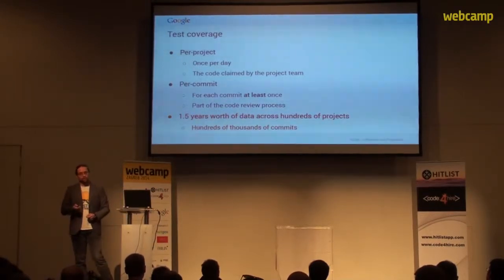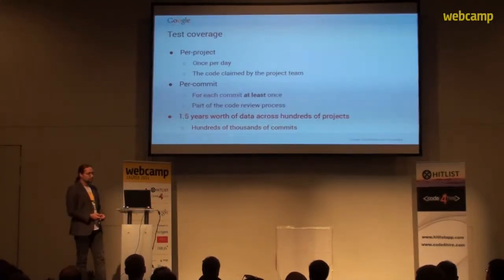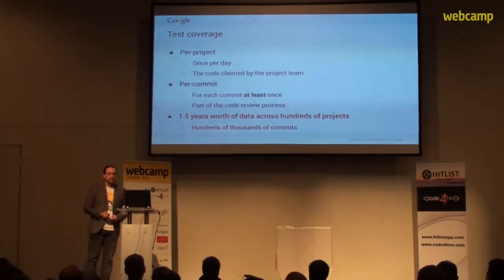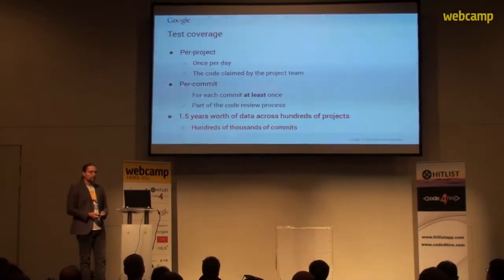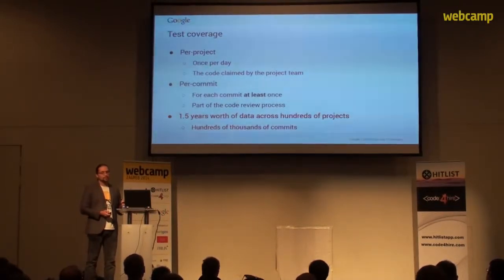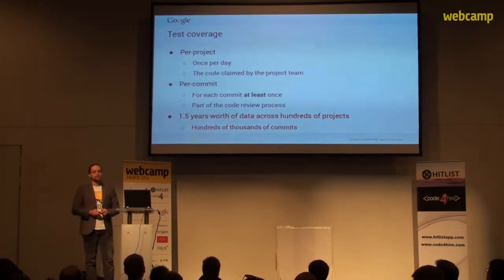Now, for each commit, during the code review, we calculate code coverage at least once. Sometimes more than once, sometimes a lot more than once. And we do this as part of the code review process. So, although we do a lot of research on coverage, there's also a lot of engineering to show this data and to use it when it's needed in a way that makes the most sense.